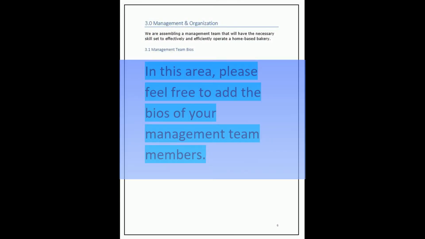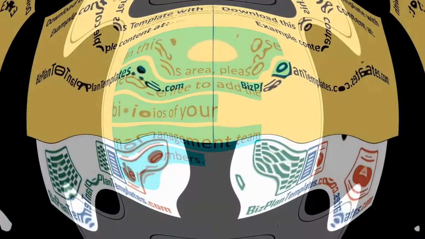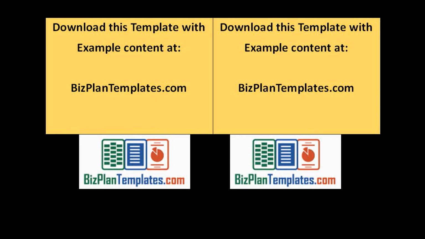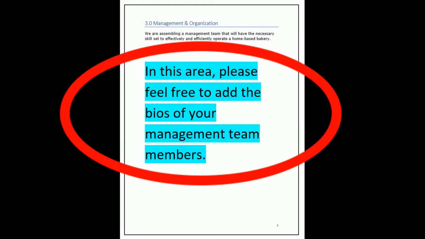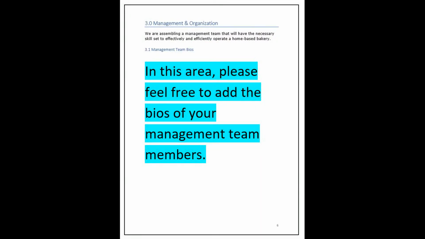Management and Organization Tutorial and Instructions. Management and organization are the next section of the business plan. The first subsection here details management. The individuals responsible for operating and overseeing the company should be listed.